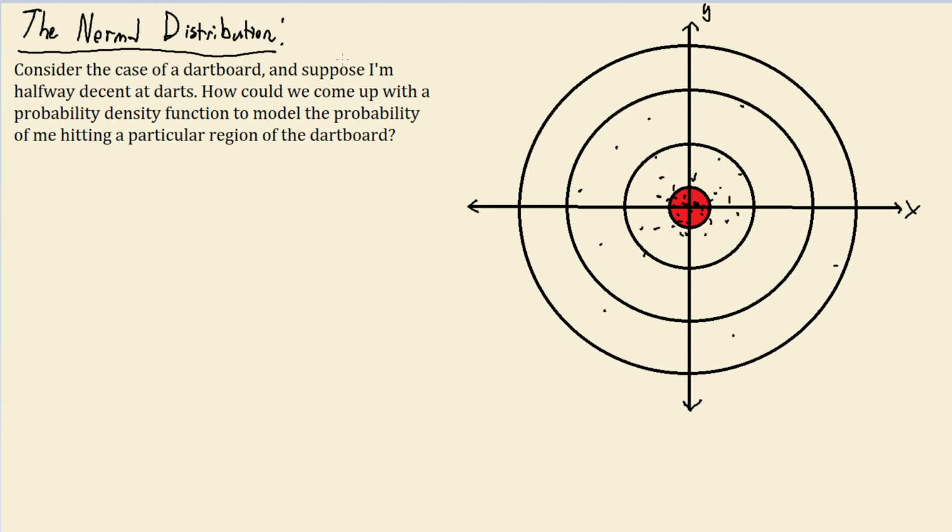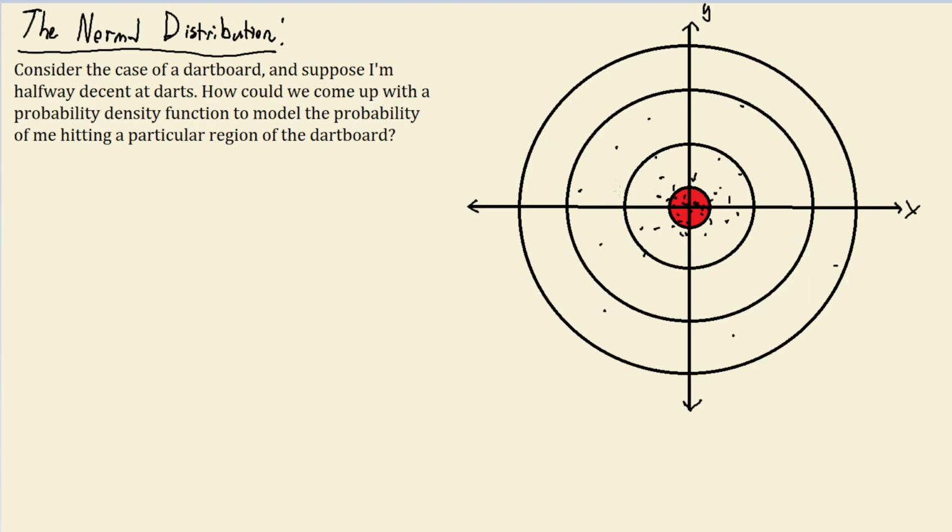We're asked to consider the case of a dartboard, and suppose that I'm halfway decent at darts. So I went ahead and added some marks on this dartboard here that are representative of where my darts would land. Supposing I'm pretty good at darts, most of them are going to be near the center, and then as you get further and further away from the center, the probability of the dart landing in this region out here is going to get less and less and less.